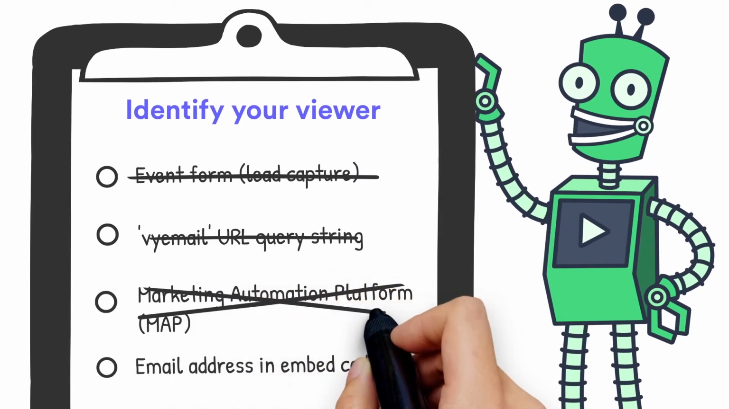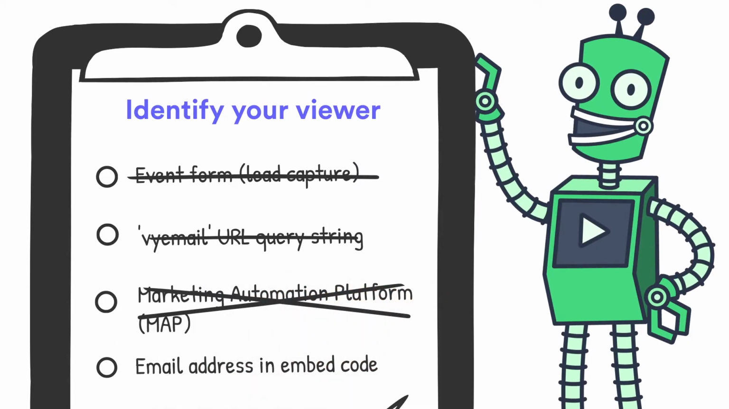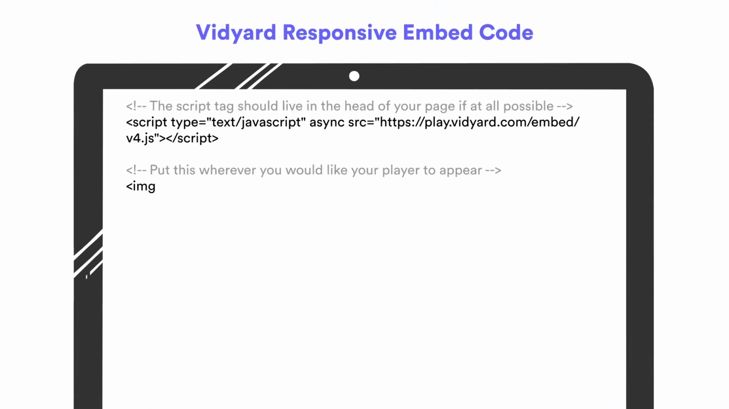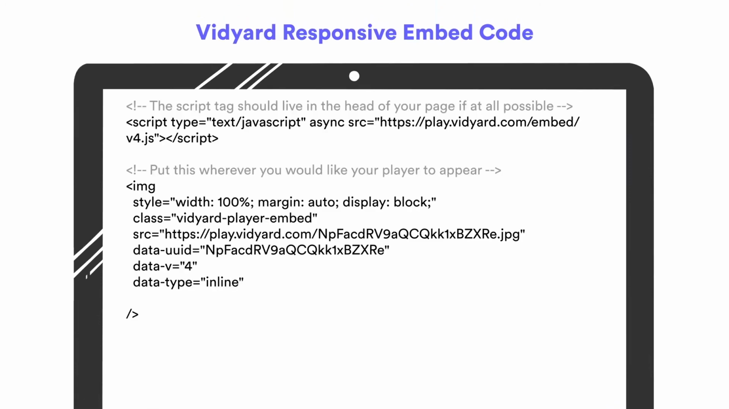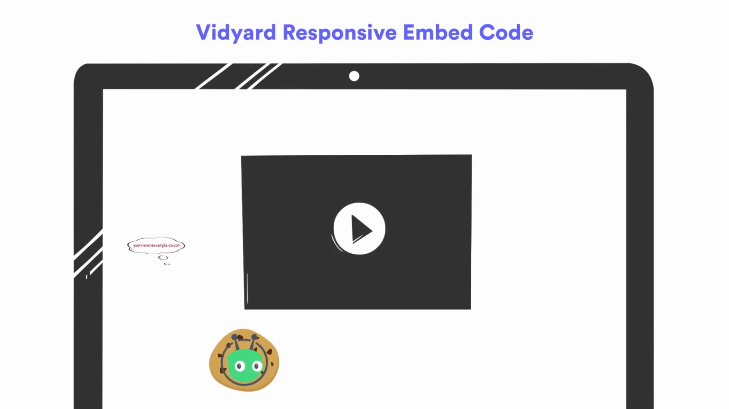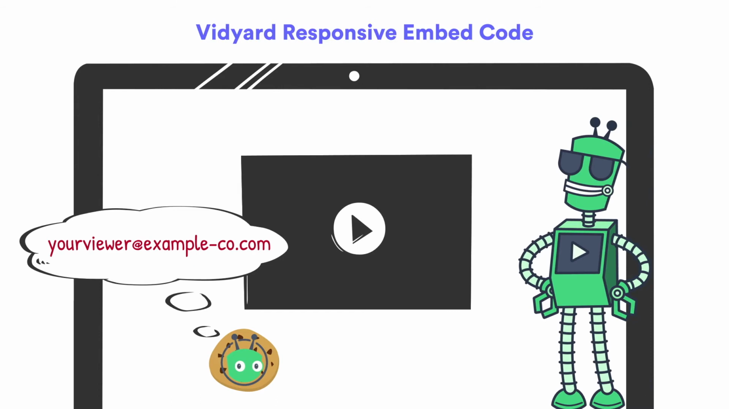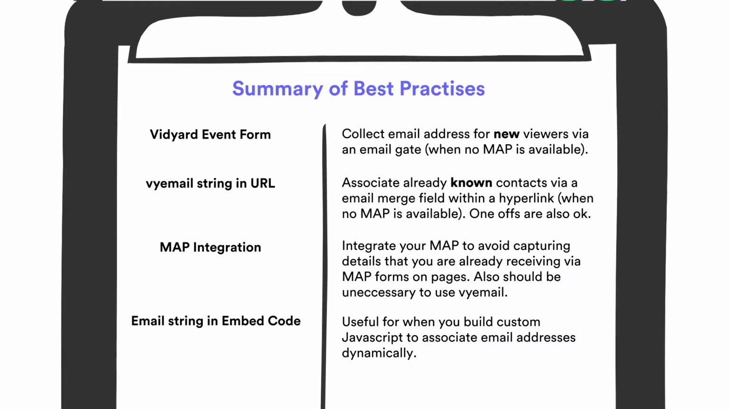Finally, there is an option to include an email address in the embed code itself. Simply add your viewer's email address into an area that starts with data-email. This could be useful if you are collecting email addresses on the page using your own forms. This avoids using a vy_email string, as this would show the viewer their email address within the URL.